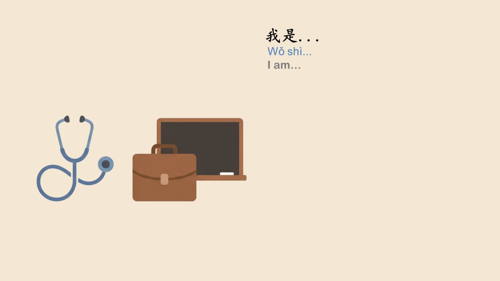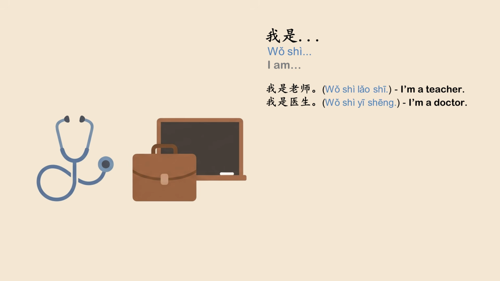The next thing you can share in your self-introduction is what you do for a living. In Chinese, there are several easy patterns you can use depending on how detailed you want to be. The simplest way is to say 我是 and then add your job title. It means I am. For example, 我是老师, I'm a teacher. 我是医生, I'm a doctor. This structure is short and perfect for everyday introductions.